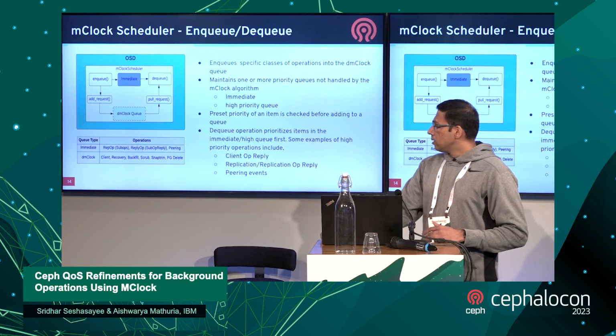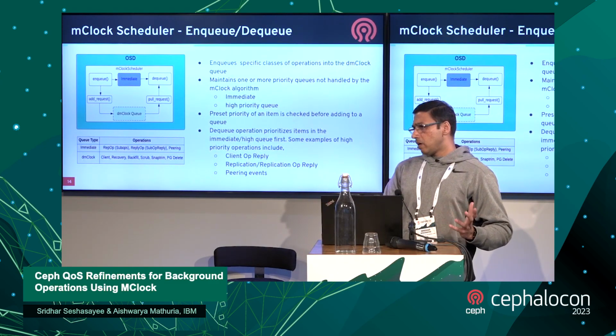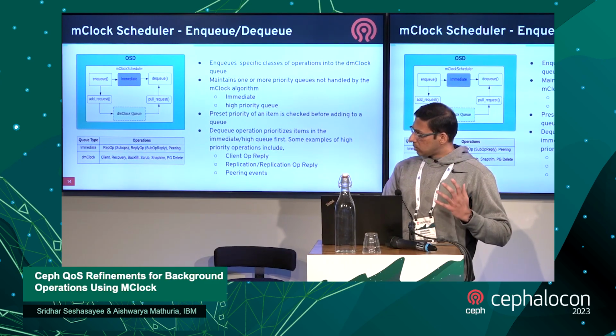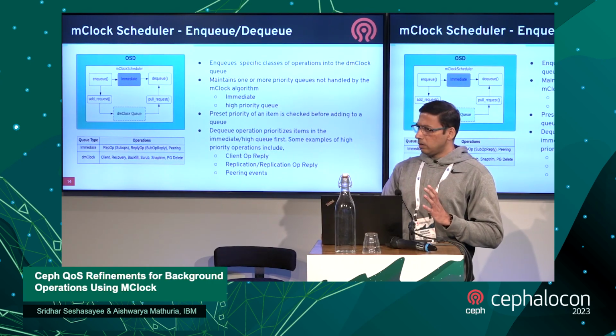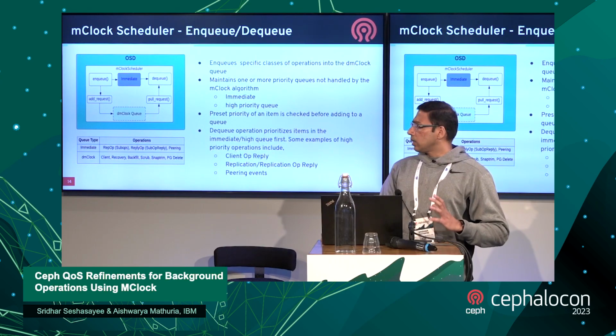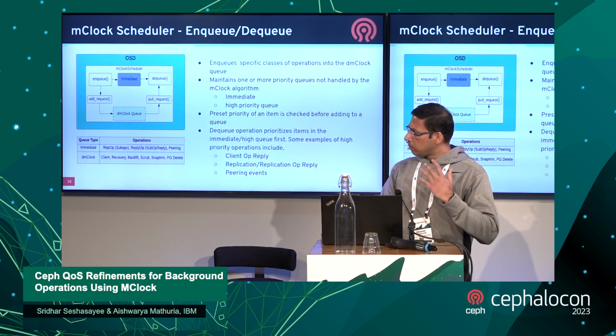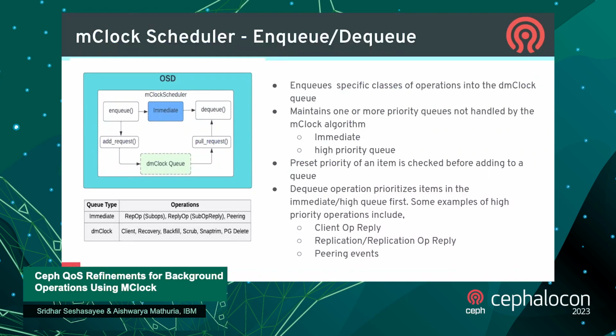In the immediate queue, all the reply ops, also called sub-ops or sub-reply ops, are enqueued, and that queue is not handled by the MClock algorithm. Those specific operations are given immediate priority so that client operations do not experience any latency. The diagram essentially tells us about the NQ and the DQ operation.